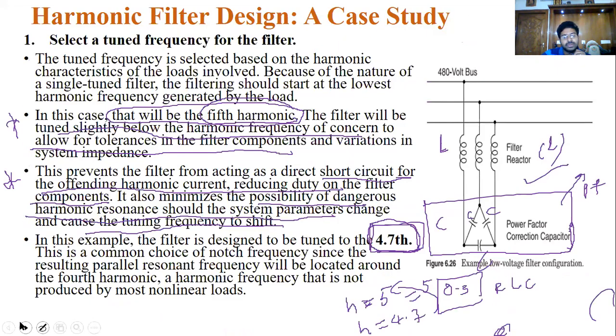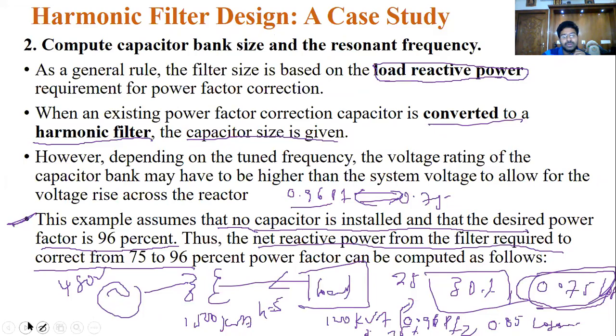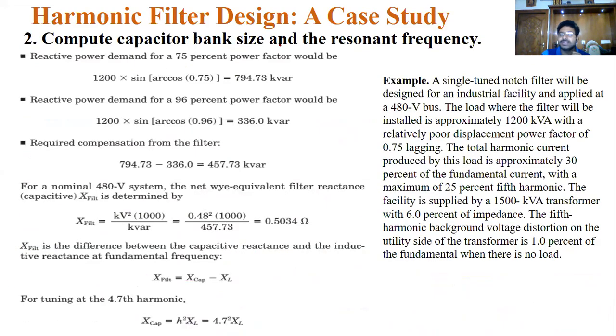Okay, so based on that assumption, we are going to design our capacitor bank. Once again, see this example, the same example I can consider. See this: lag power factor 0.75. The harmonics are fifth order harmonics, 25% maximum of the harmonics are fifth order. That's why we are going to tune the filters to fifth order.